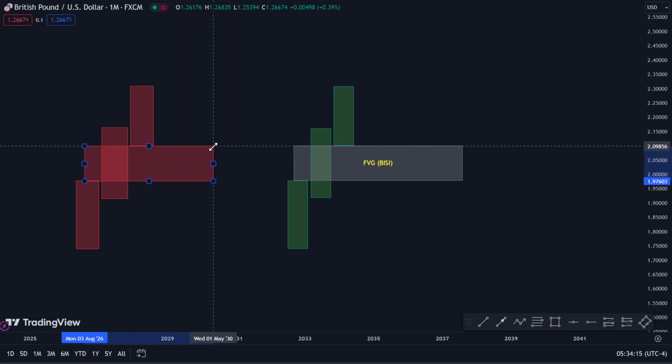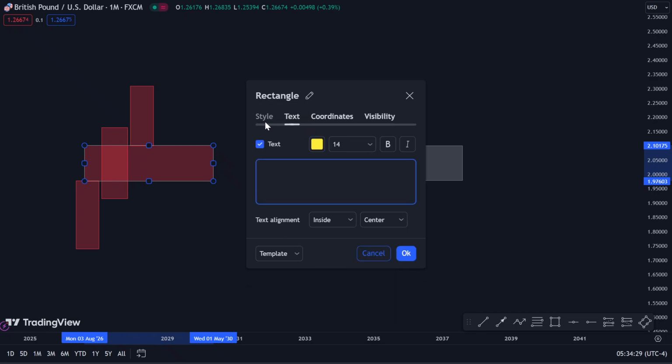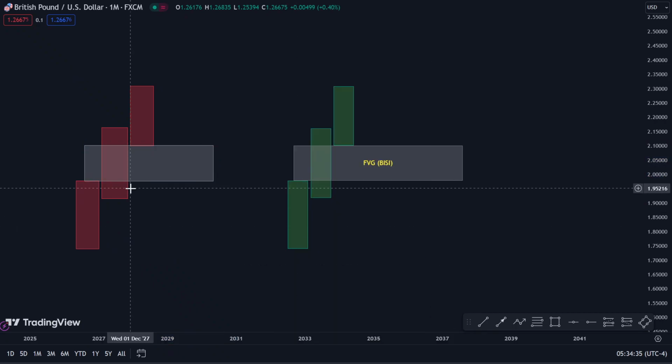Now we'll change the color. Let's change the color a bit so that it comes friendly to the eye. Border. Yes.